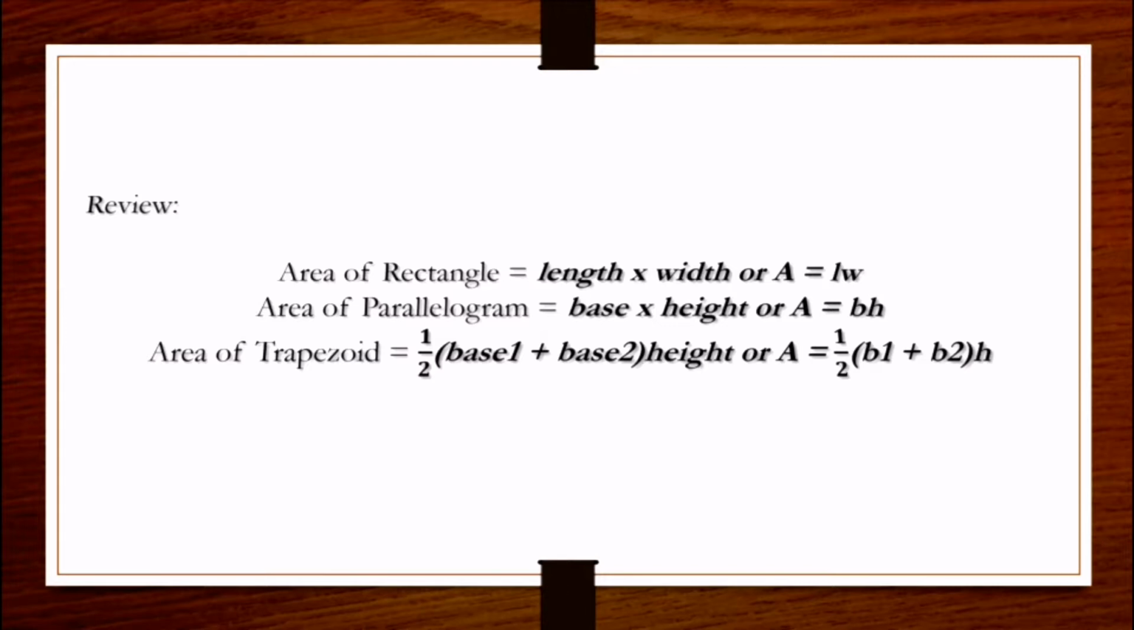We have here the formulas in finding the area of a rectangle, parallelogram, and trapezoid. Now, the area of a rectangle is equal to length times width. The area of a parallelogram is equal to base times height. The area of a trapezoid is equal to 1/2 times base 1 plus base 2 times height.